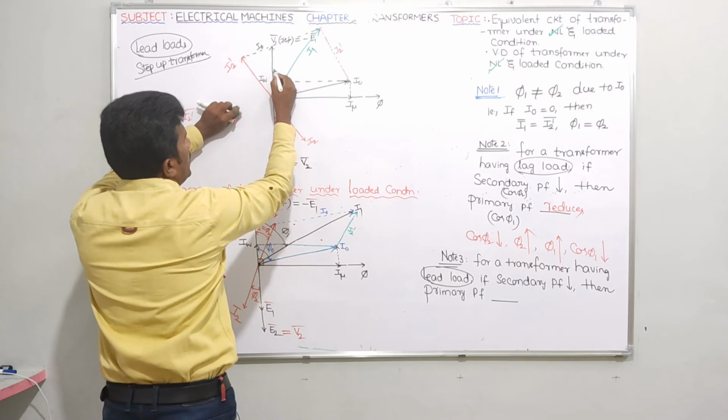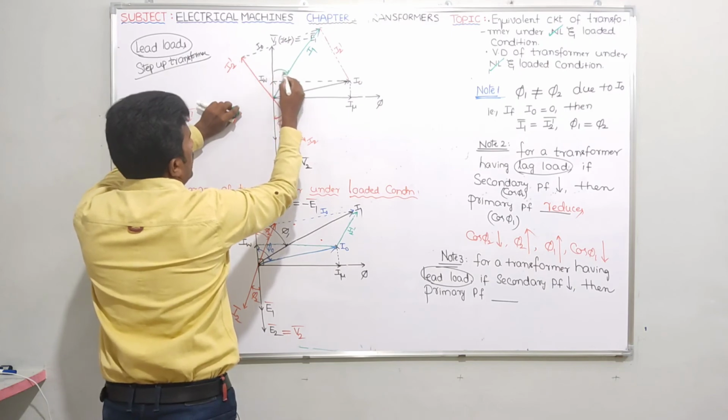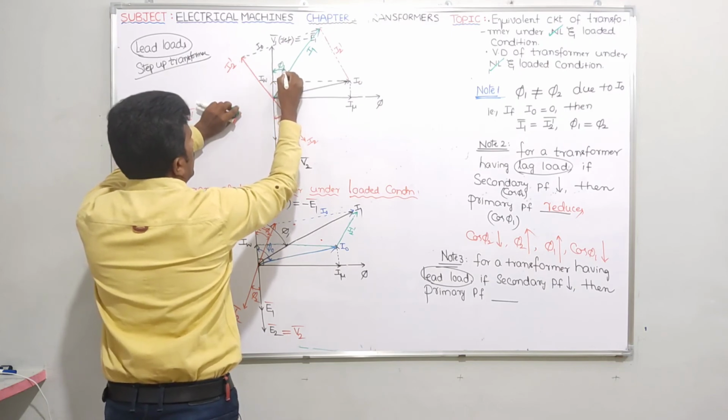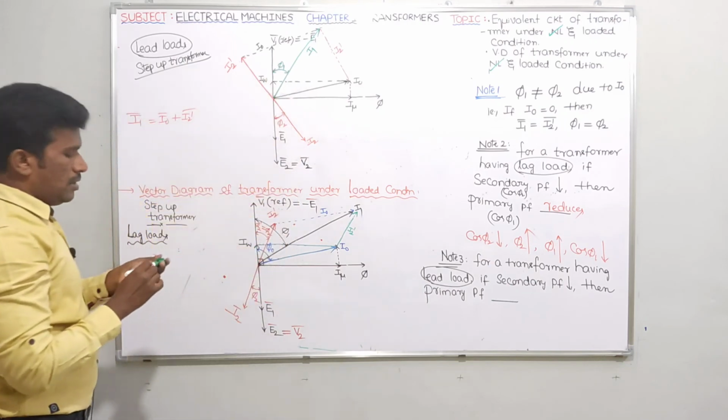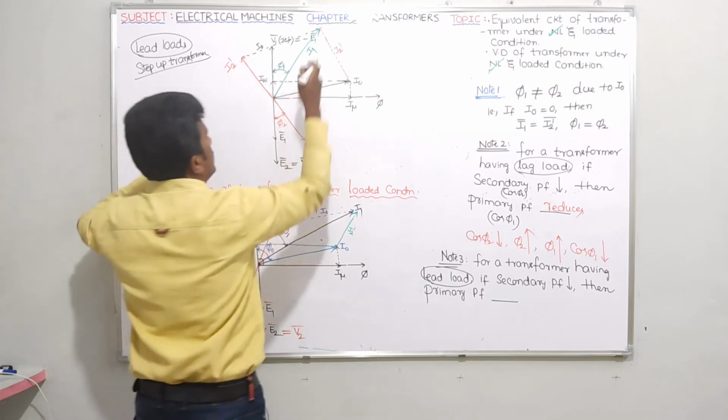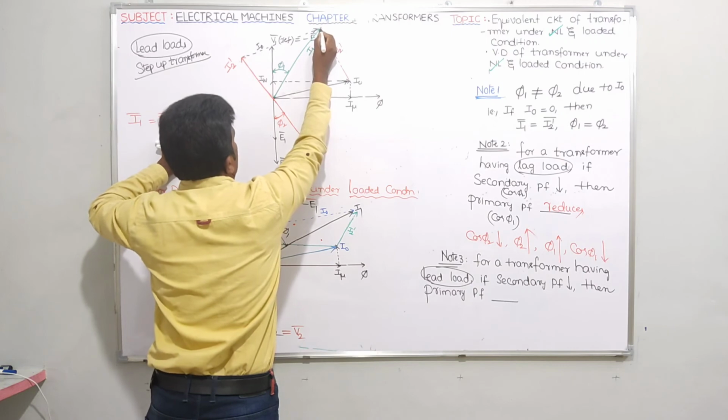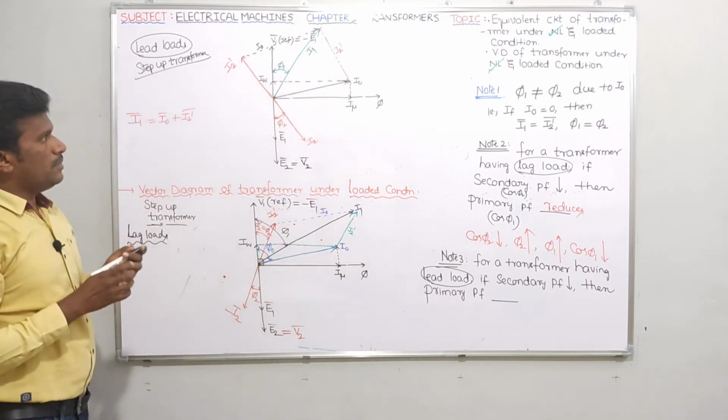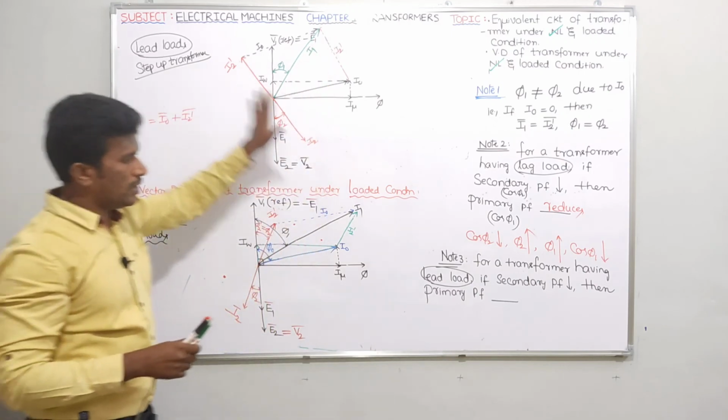Angle between this V1 and I1 is nothing but what I can say pi 1. Okay, is there any doubt? Please, it is a very simple thing, there is no need to confuse. Right. Now, by using this vector diagram, I think you can answer this question.